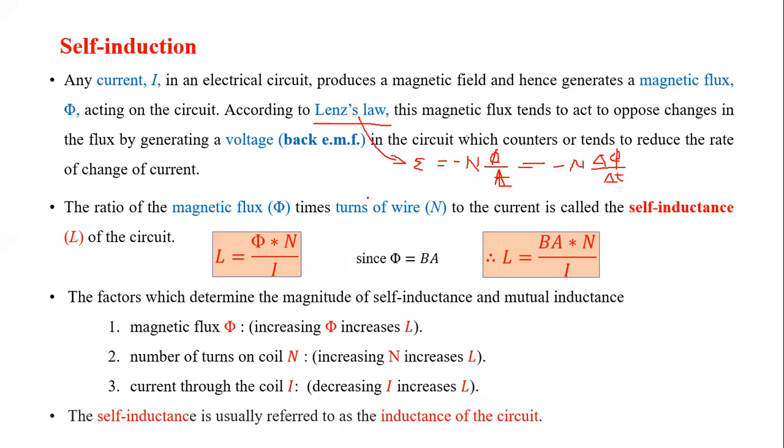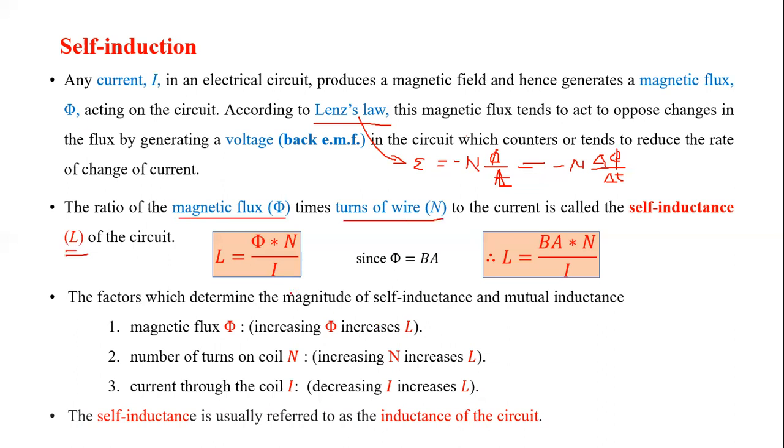With self-inductance, the ratio of magnetic flux phi times the number of turns, meaning number of coils or solenoids, to the current is called self-inductance. It is represented by L. So L is equal to phi times N over I, where phi is magnetic flux, N is number of turns, and I is current.